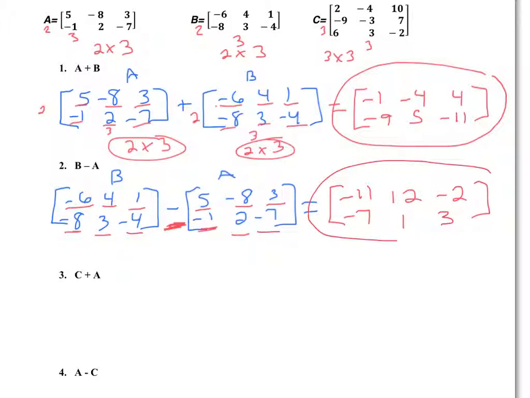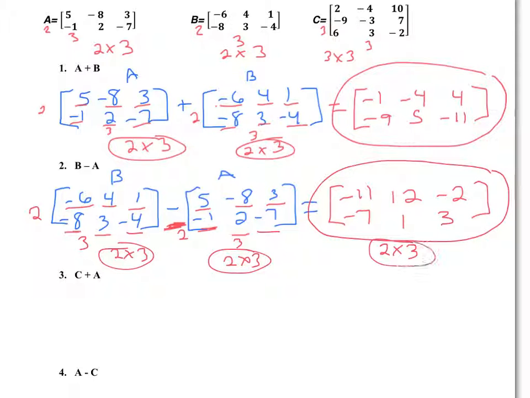So our resulting matrix is still 2 by 3. Since the dimensions for B, we had 2 rows, 3 columns, so 2 by 3. And A was 2 rows by 3 columns, so 2 by 3. So all of the dimensions when we're adding and subtracting are the same.